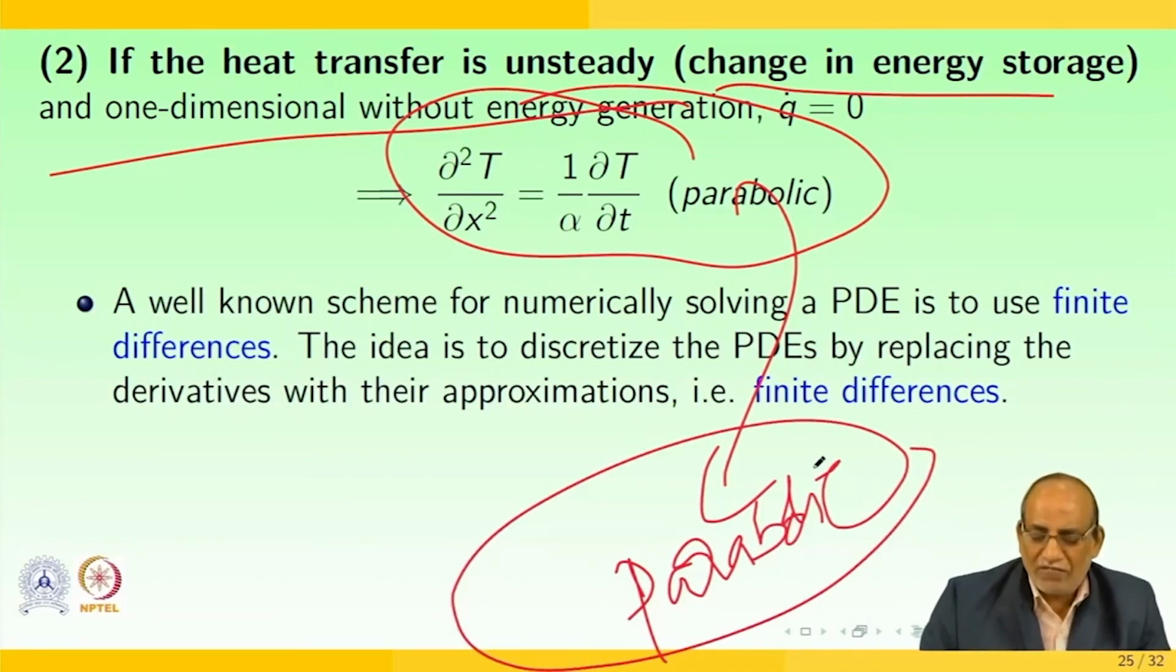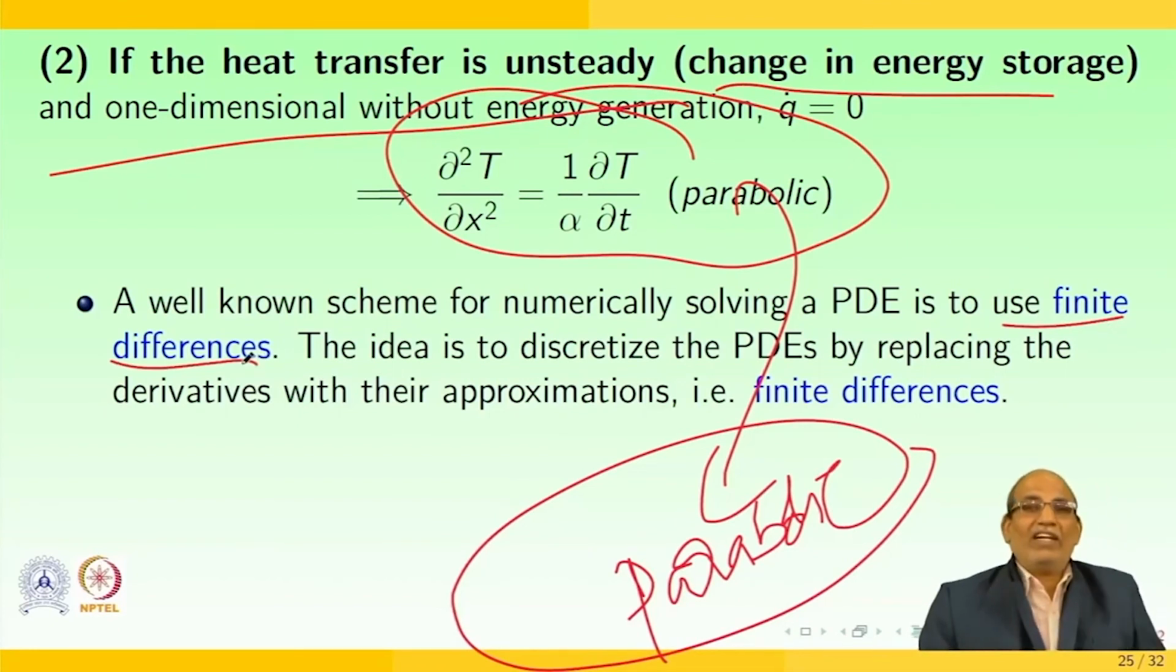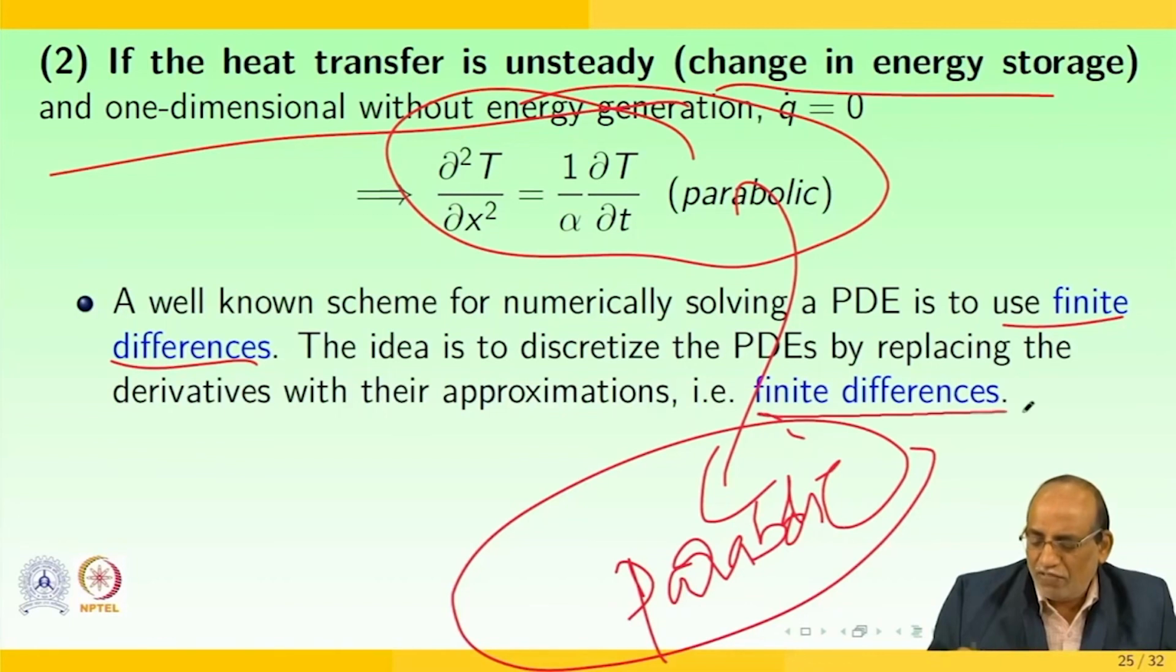A well-known scheme for numerically solving PDEs is finite differences. So what is the finite difference? In this well-known scheme for solving PDEs, we replace the differentials by difference coefficients, and thereby the differential equation is transformed into algebraic equations, difference equations. So the idea is to discretize the PDE by replacing the derivatives with their approximations. That is what we call finite differences.